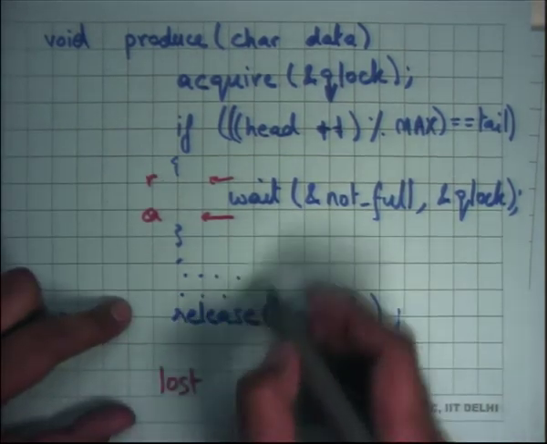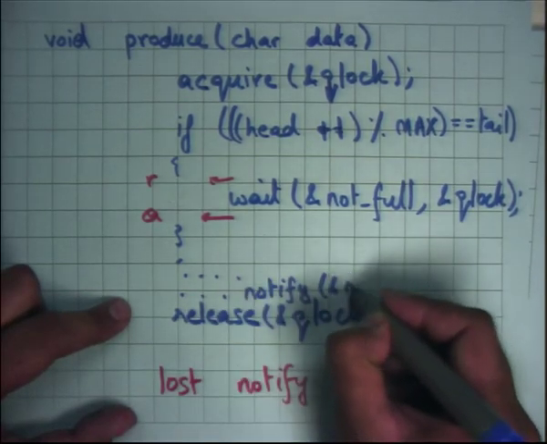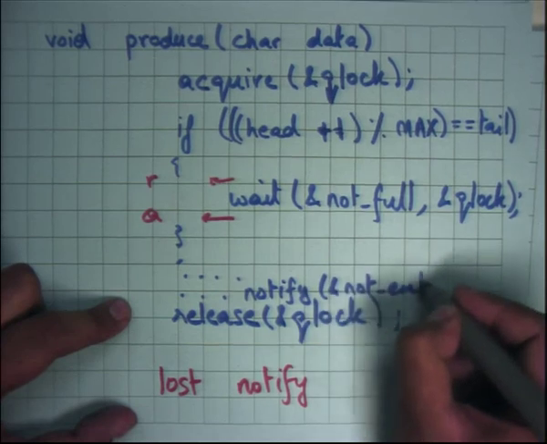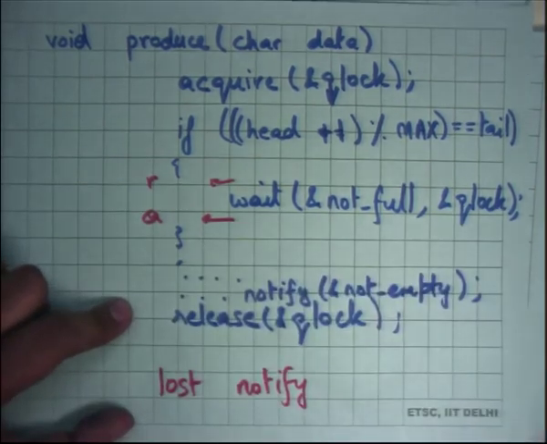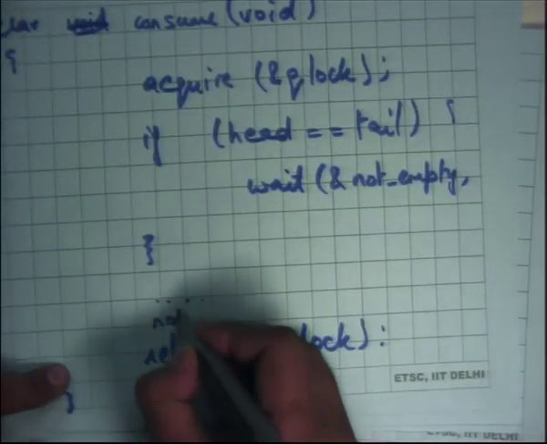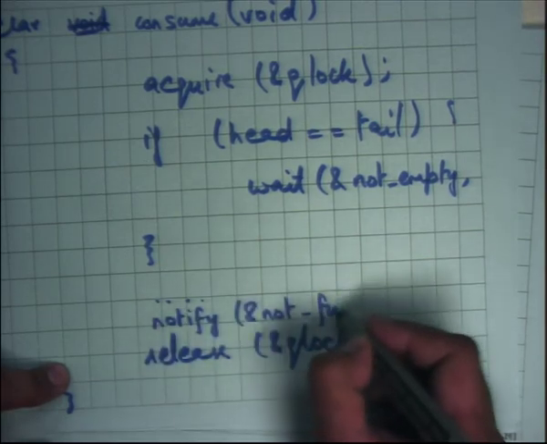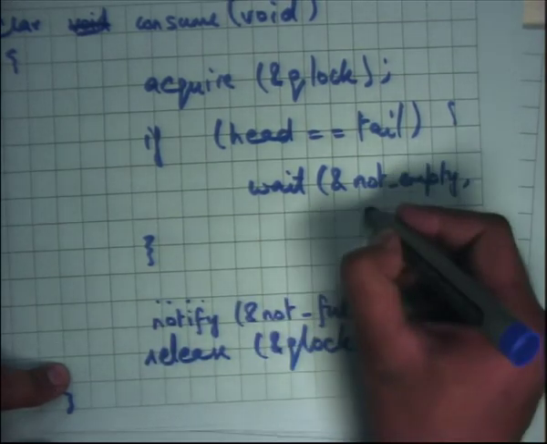In fact, this code was not complete. So before you release, you also say notify not empty. All right. And here you say notify not full, and here you release the lock.